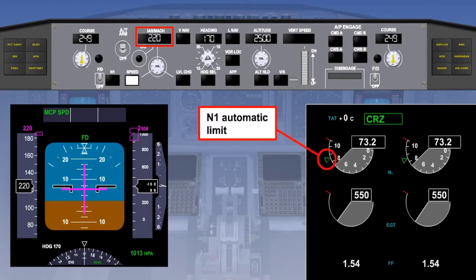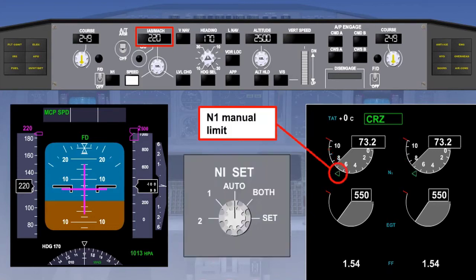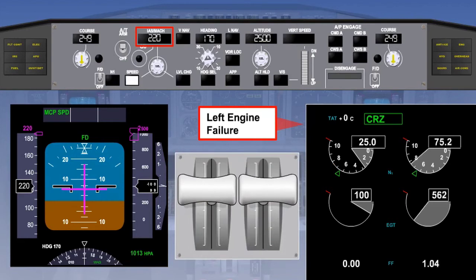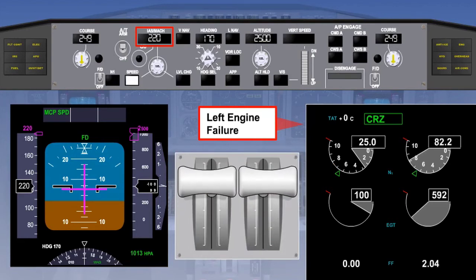The auto throttle will not set power above the displayed N1 limit. However, the auto throttle can exceed an N1 value that has been manually set by the N1 manual set knob. If an engine fails while the auto throttle is in a speed mode, both thrust levers advance together to maintain the target speed.